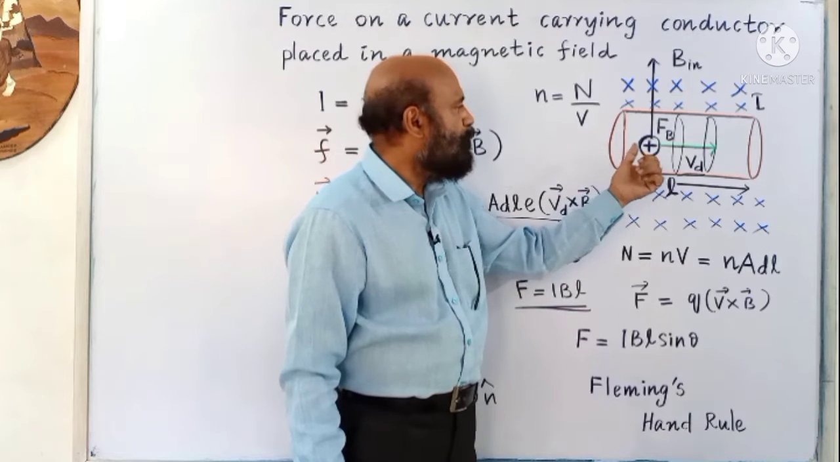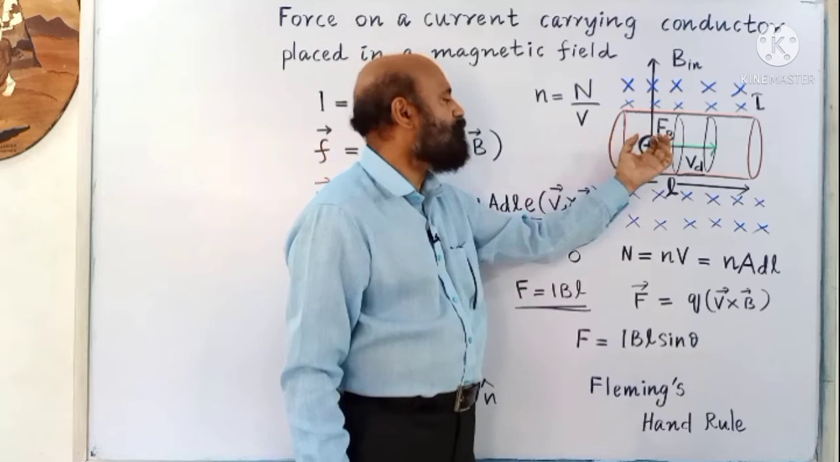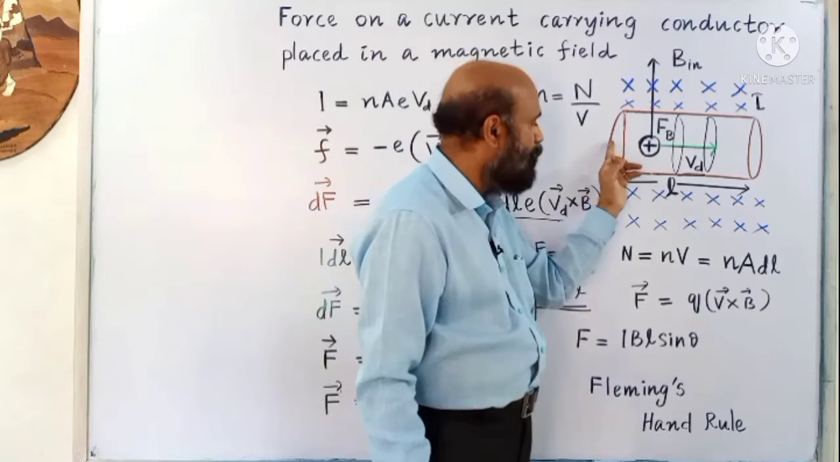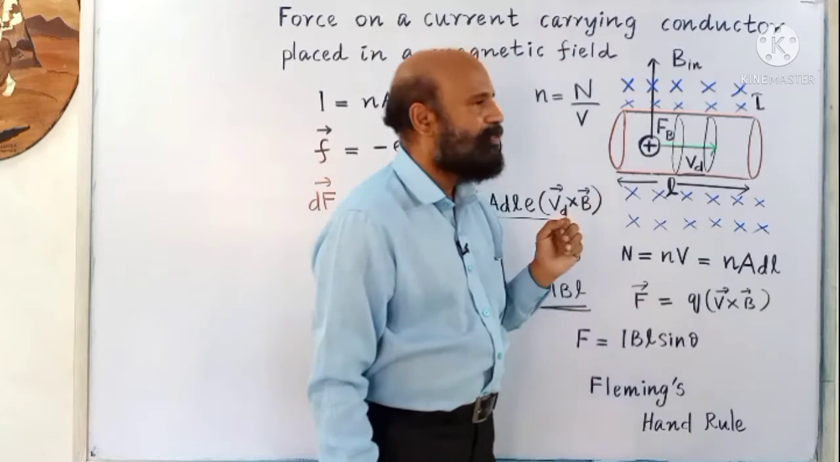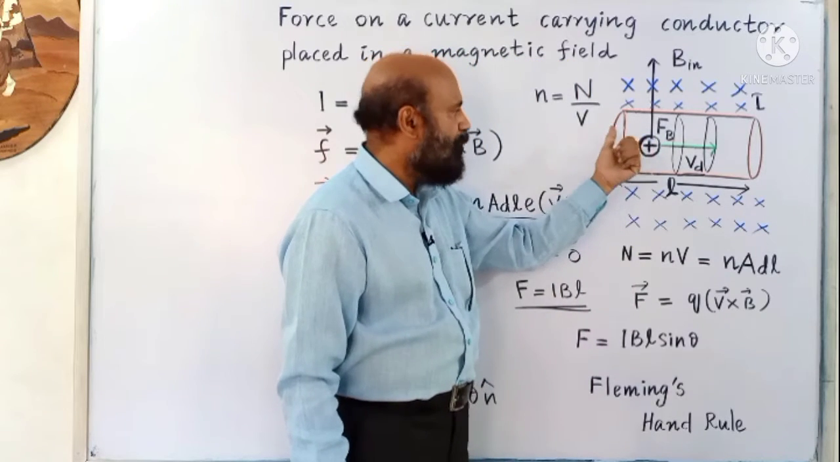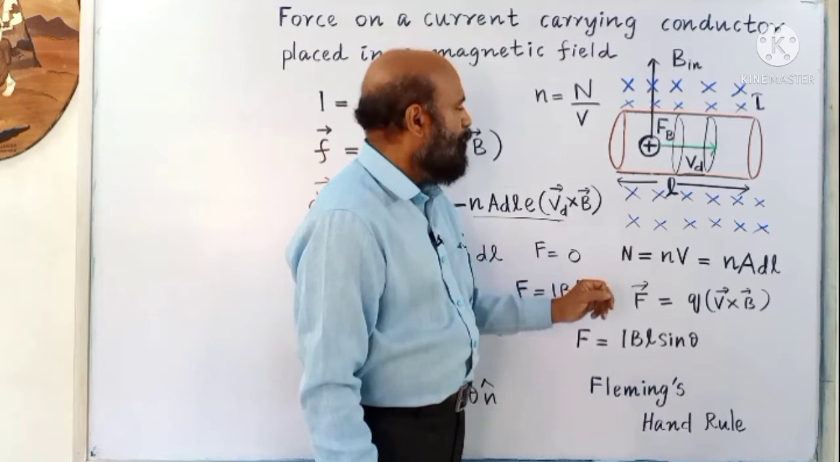But the motion of the electron is opposite to the direction of the current. Current is along the positive x-axis. Then the direction of the flow of the electron is opposite to that.